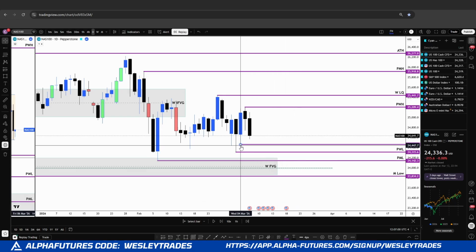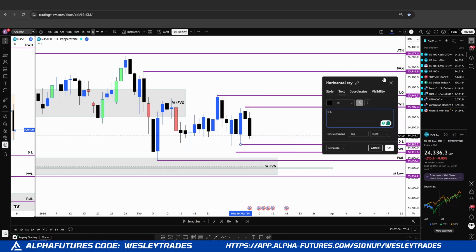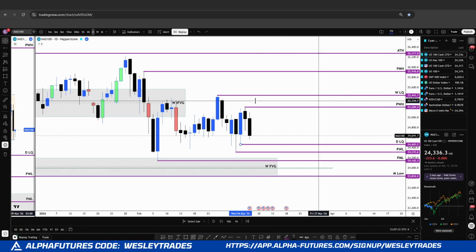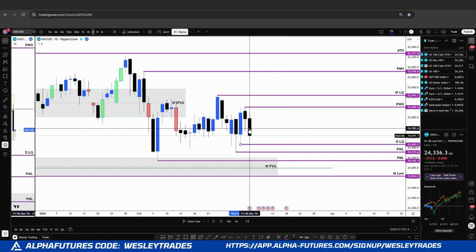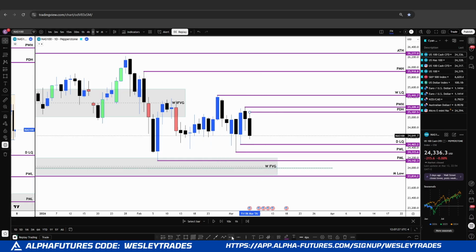So this is the daily liquidity level. So this is the daily low. Daily liquidity. This is the previous week high, but this is also a daily high, which is fine. Friday. Okay, let's do this. This is the previous daily high, and this is the previous daily low.